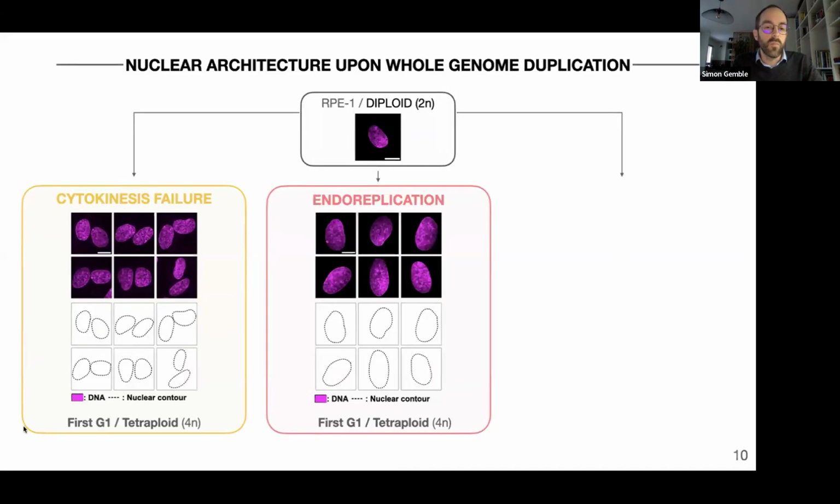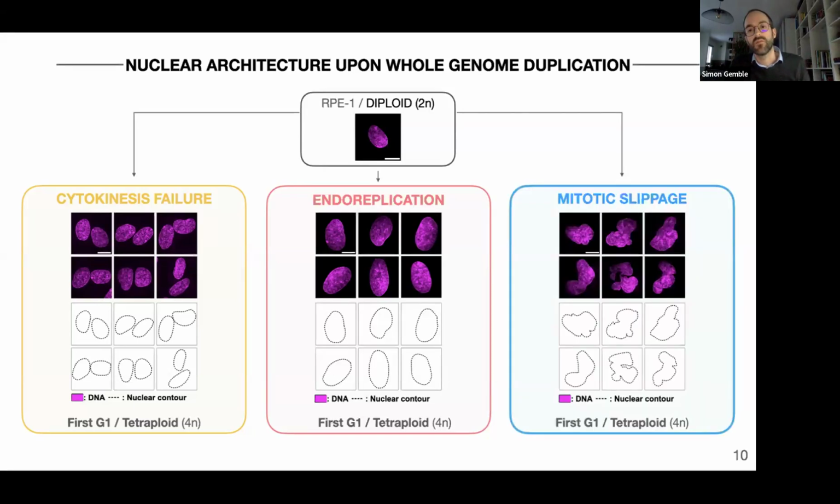But when we compare the nuclear architecture in these two contexts with the diploid cells, we observe that actually the nuclei are very similar to the diploid cells. However, and in striking contrast, when we induce mitotic slippage, we observe huge nuclear deformations, as you can see here.